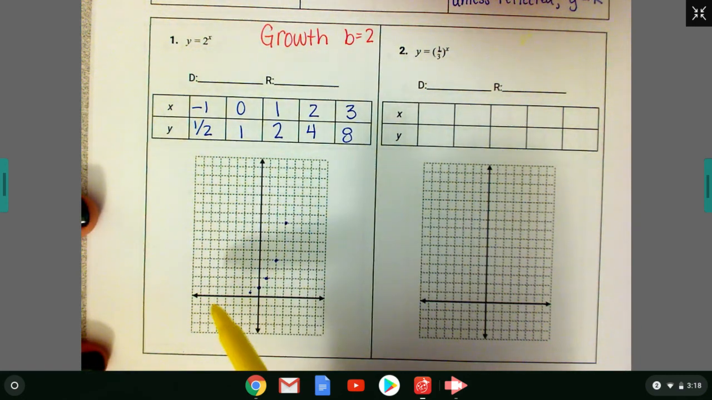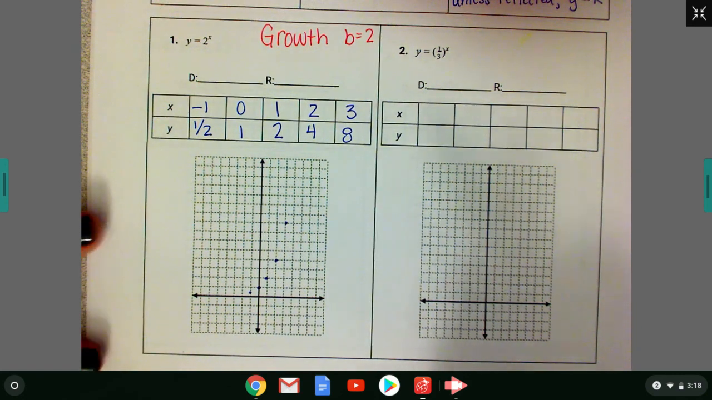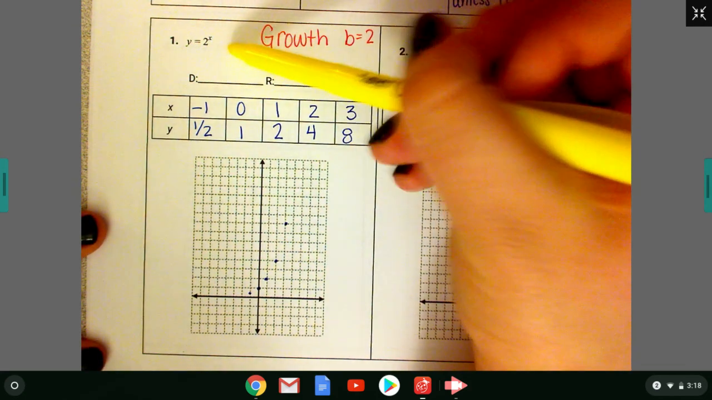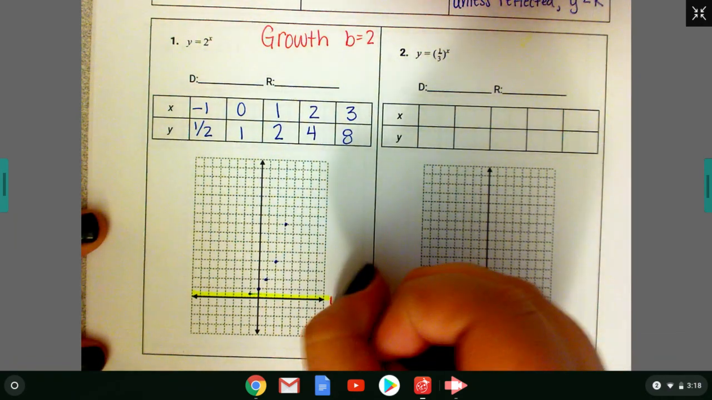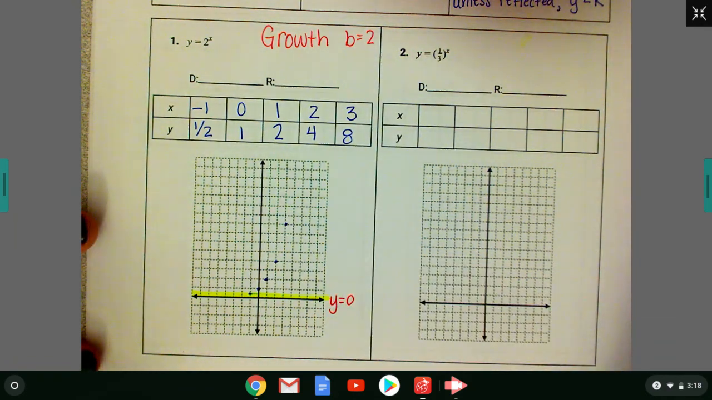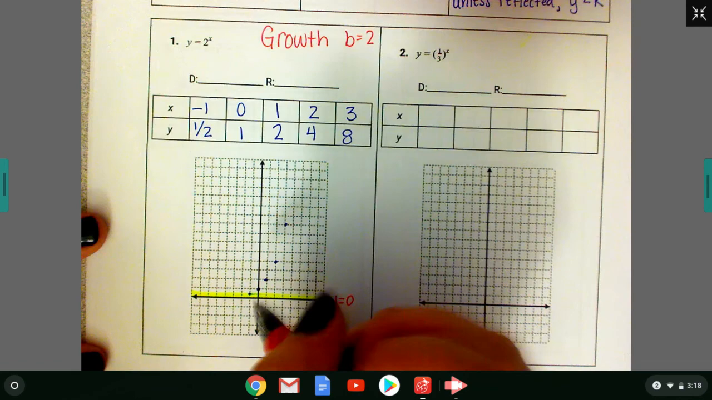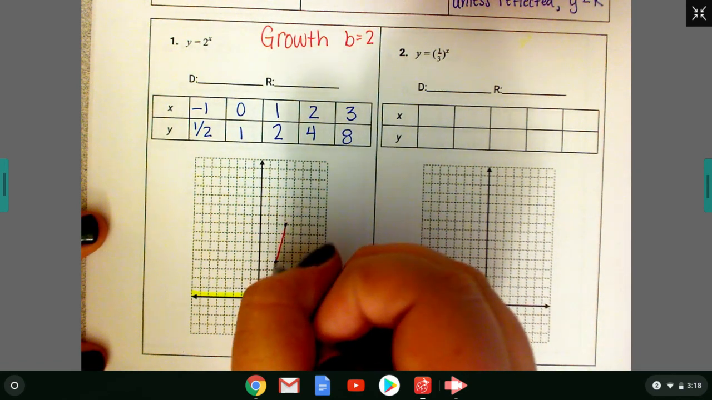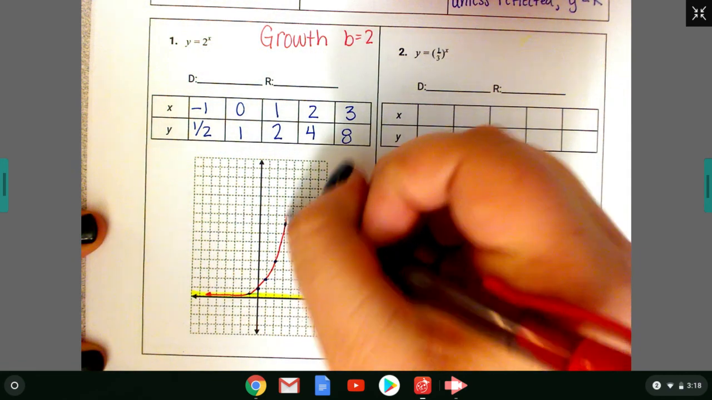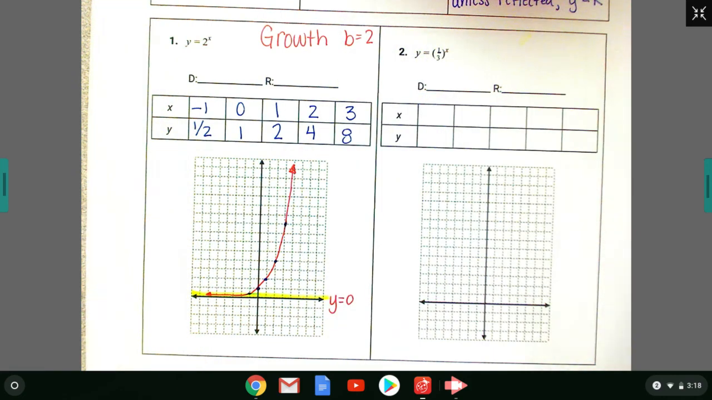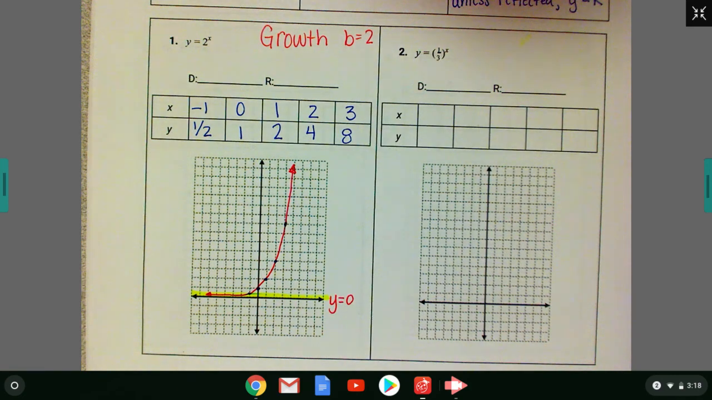Before I bold in my line, I like to draw my asymptote, which there's no k here, so it's the line y equals 0. Usually, by the way, we draw this in with a dashed line, but because it's on the axis, it's hard to draw a dashed line over a line that's already there. So I like to use a highlighter. And then I'm just going to get this close to, but hopefully not touching, that axis, and then follow it up. So there's our first exponential growth graph.